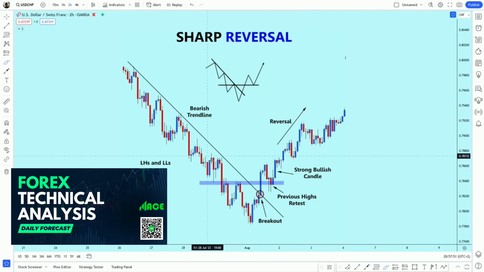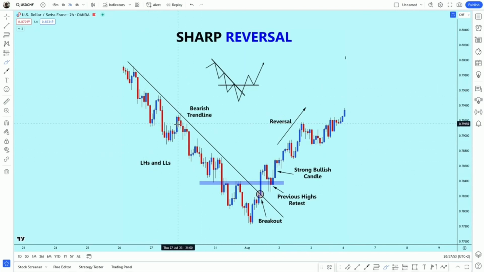This is another example of a bullish reversal. As you can see, we also have this strong downtrend. We have lower highs and lower lows, and these lower highs we connected with a bearish trend line. This time price didn't form a support zone or a higher low, but it formed this massive bullish pressure and broke our trend line. Price then formed this higher high here and went down to retest this previous high.